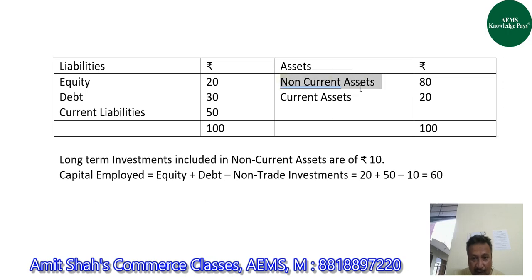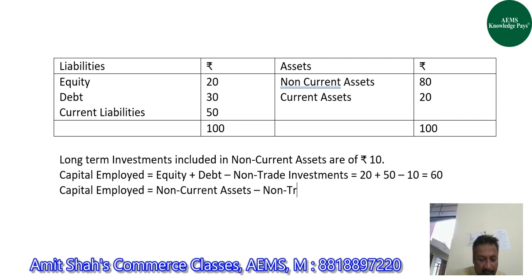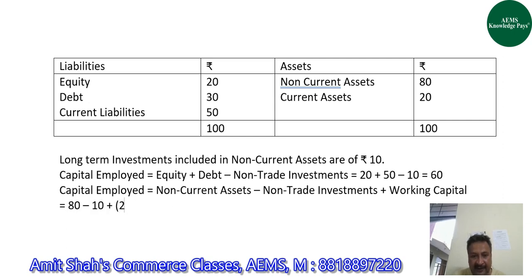Or the other way is we take non-current assets, from that we subtract non-trade investments, and then we add working capital. So non-current assets are 80 minus non-trade investments 10 plus working capital, that is current assets minus current liabilities, that is 20 minus 50. So it would be 70 minus 30, that is rupees 40. 20 plus 30 minus 10 is 40.